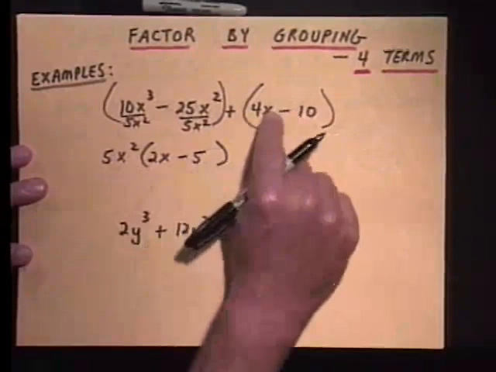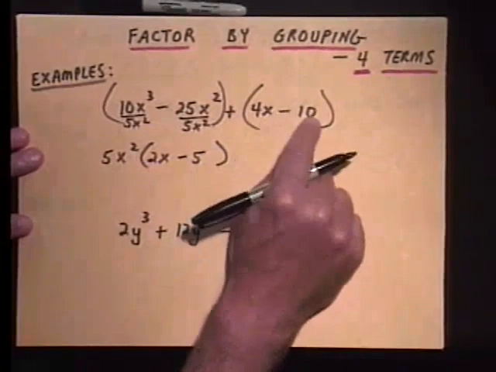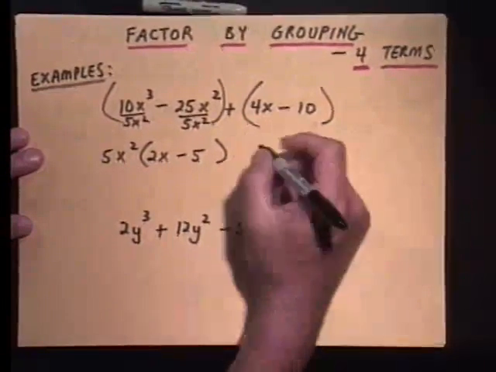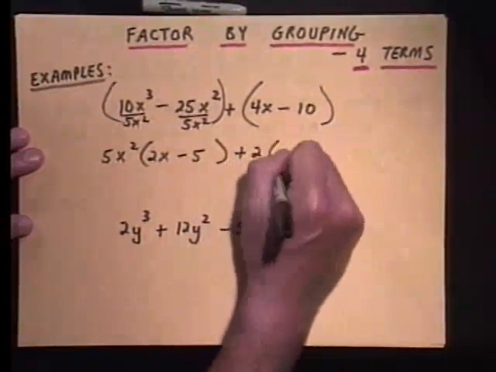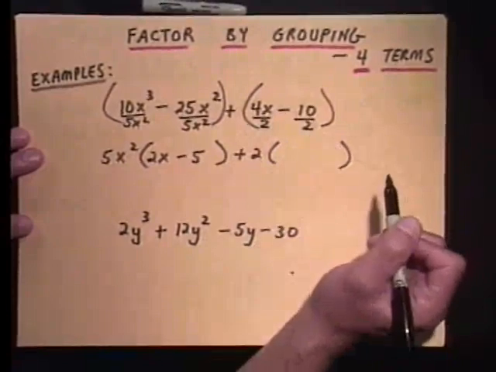And then you do the same thing to the second pair you've grouped here. What comes out of these 2? What goes into 4 and 10? This is the largest number. The greatest common number that goes into 4 and 10 is a 2. So we're going to write plus 2 there and divide each term by 2. What's left?